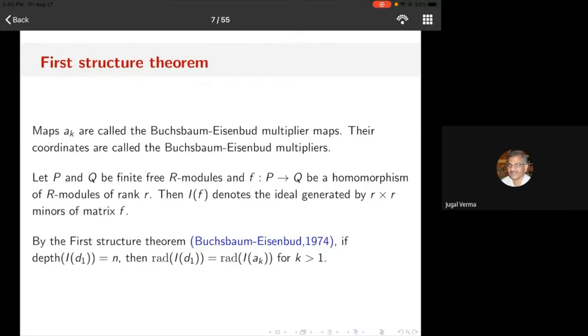The previous theorem which we discussed, given by Buchsbaum-Eisenbud, is also known as the first structure theorem. By the first structure theorem, if the depth of I of D1 is n, then the radical of I of D1 is the same as the radical of I of AK for k bigger than 1. So note that if we talk about a grade 4 Gorenstein ideal, then the Buchsbaum-Eisenbud multipliers are always in the radical of I. And if I is radical, then the Buchsbaum-Eisenbud multipliers are in I.